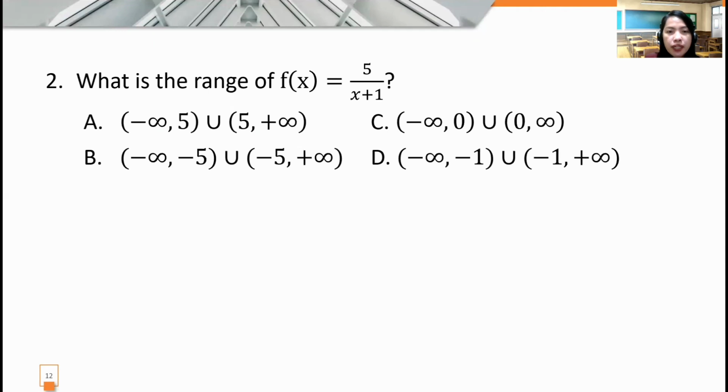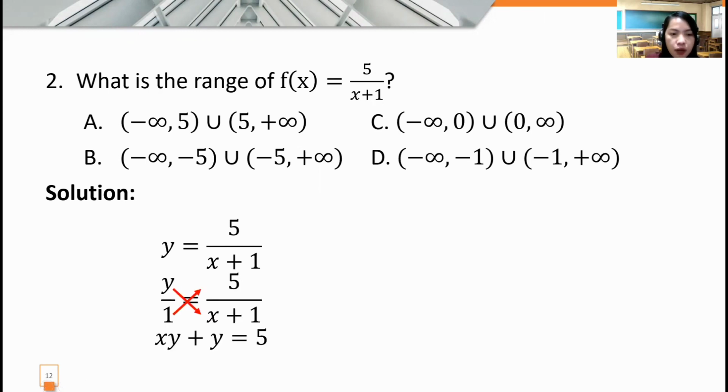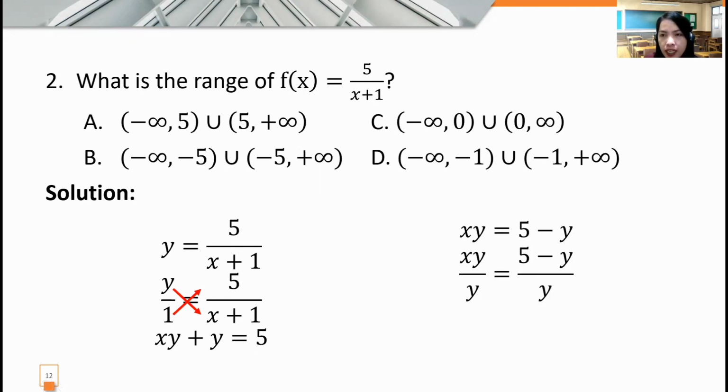Number 2. What is the range of f of x equals 5 over x plus 1? So first, we have to solve or write the function to y. That is y equals 5 over x plus 1. Then cross multiplication, we have xy plus y equals 5. Solve for x in terms of y. So x is equal to 5 minus y all over y.